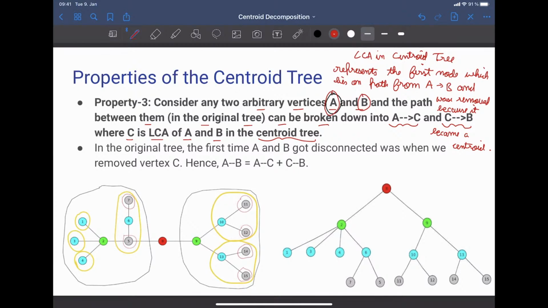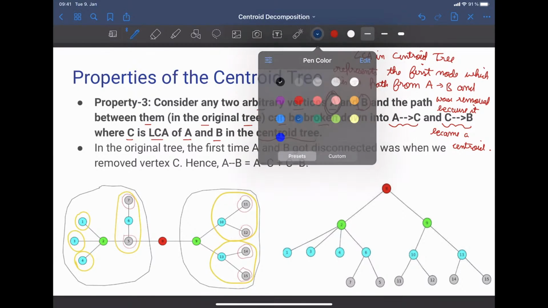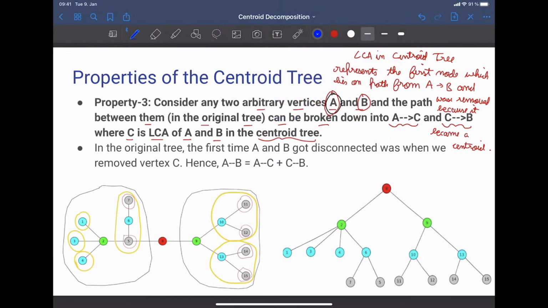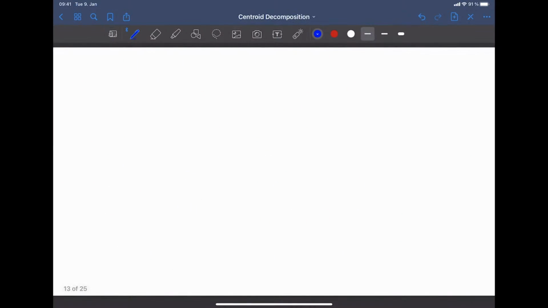So basically, I'm saying that in the original tree, the first time A and B got disconnected was when the vertex C was removed. And therefore, the path from A to B can be written as the path from A to C plus C to B.